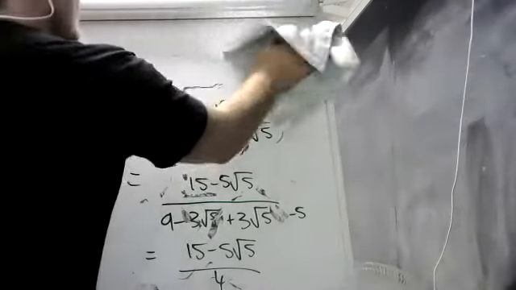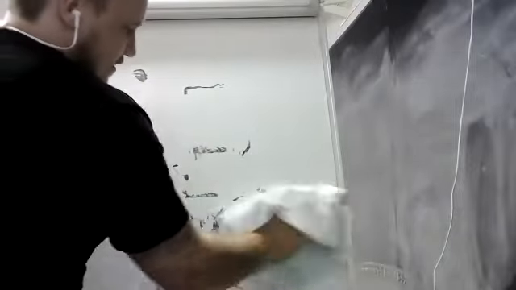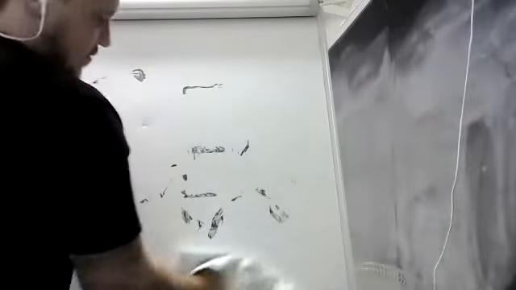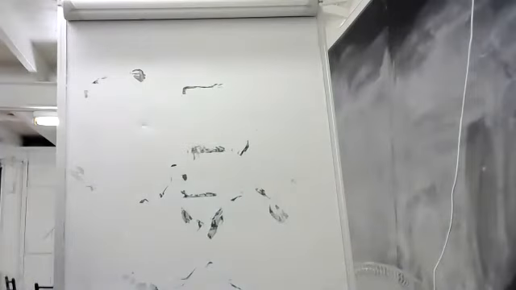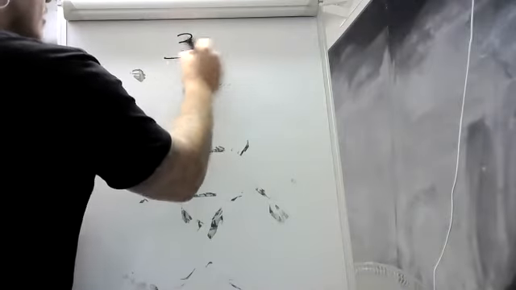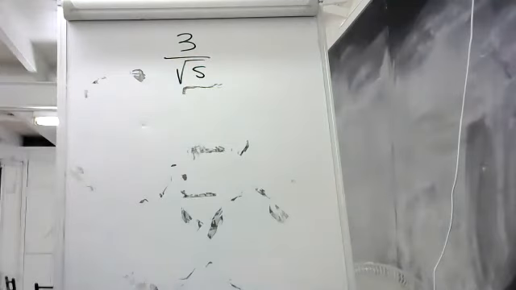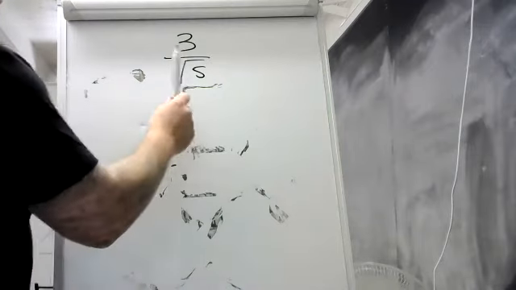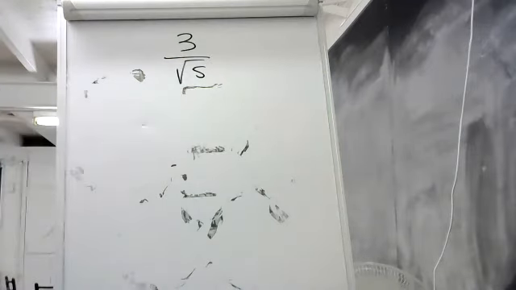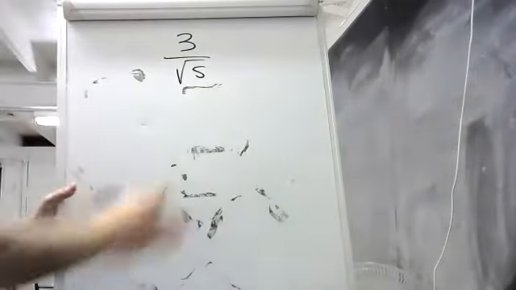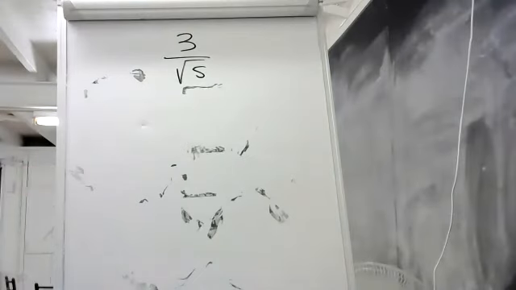So when we're talking about rationalizing the denominator, we're actually talking about getting rid of the surd, right? So we've got 3 over square root of 5. Basically, we want to have a rational number underneath. We're rationalizing, taking it away from being a surd to being a rational number.